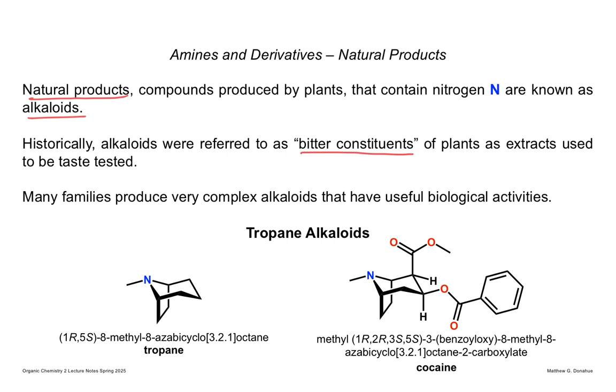What I'm showing here is a skeleton called tropane. That's a natural product in itself. And then you've all likely heard of a molecule called cocaine. That is a substituted tropane skeleton, and you basically have 2 different types of esters.